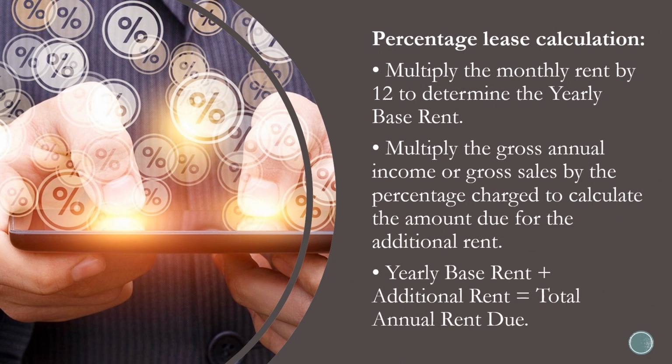Percentage lease calculation. The following steps are the process to follow to determine how much is owed based on a percentage lease. First, you multiply the monthly rent by 12 to determine the yearly base rent. Then you multiply the gross annual income, or gross sales, by the percentage charged to calculate the amount due for the additional rent. Finally, you add the yearly base rent to the additional rent to equal the total annual rent due.